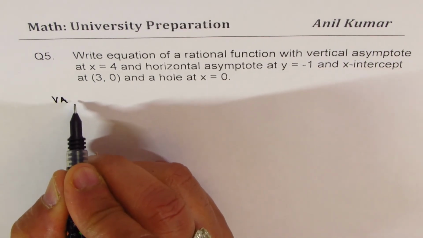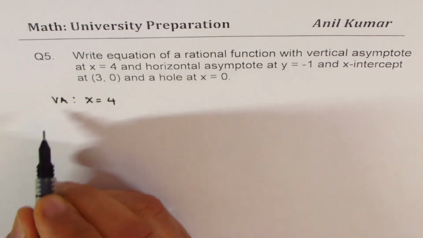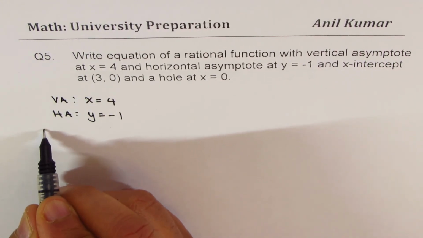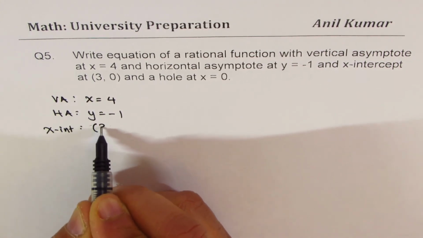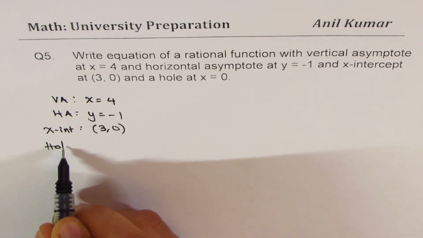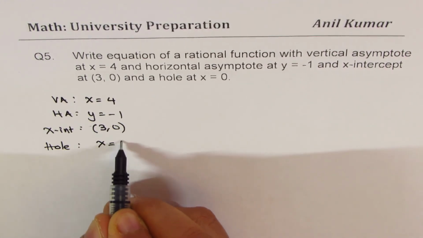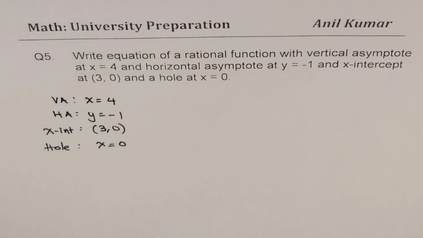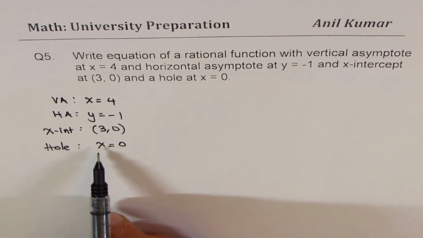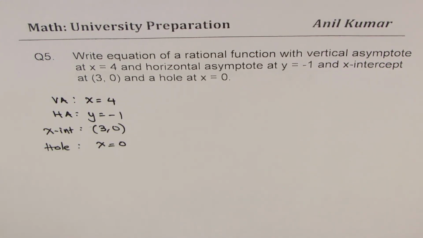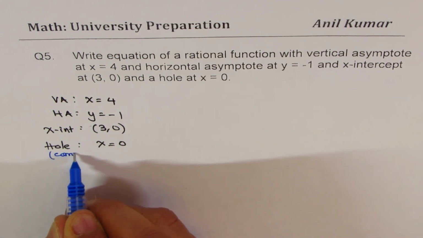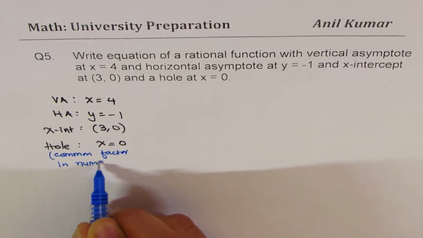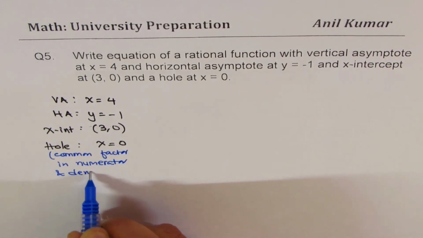So we are given vertical asymptote as x equals 4, horizontal asymptote as y equals minus 1, x-intercept at (3, 0), and a hole, that means a common factor at x equals 0, right? Okay, so looking into all these circumstances, we can start with the hole itself. So a hole means a common factor in numerator and denominator. Then only you get a hole, right?